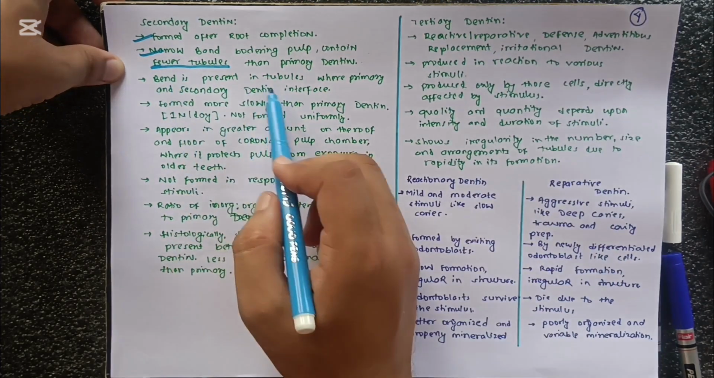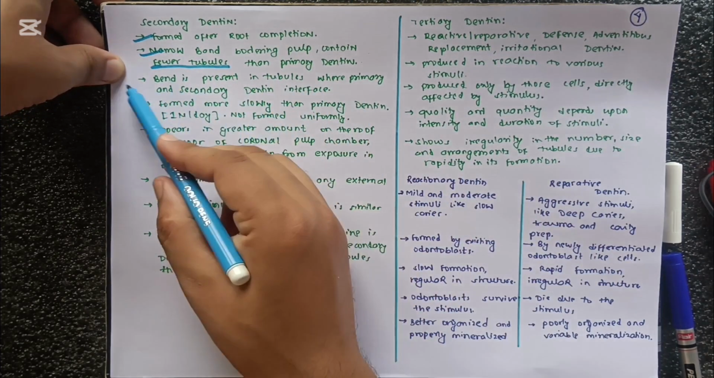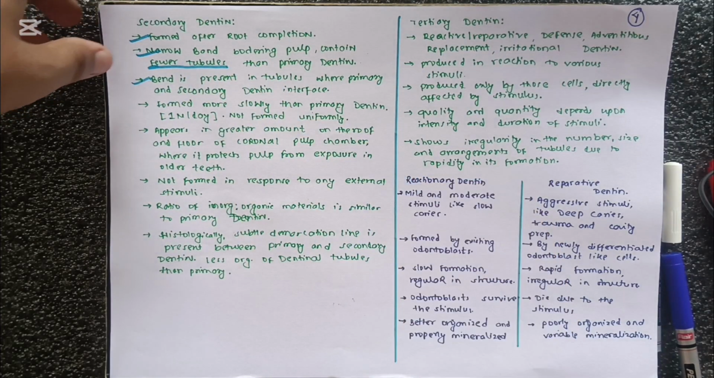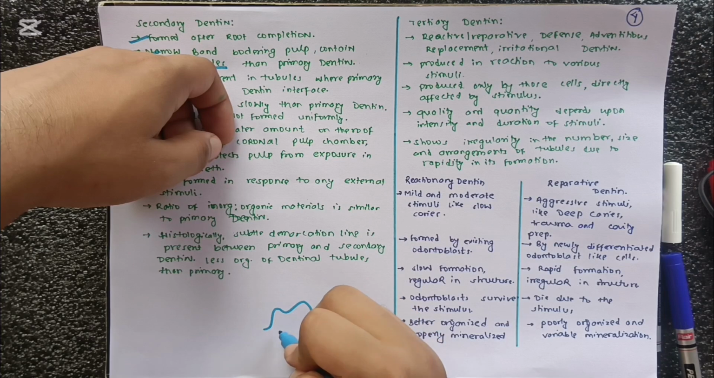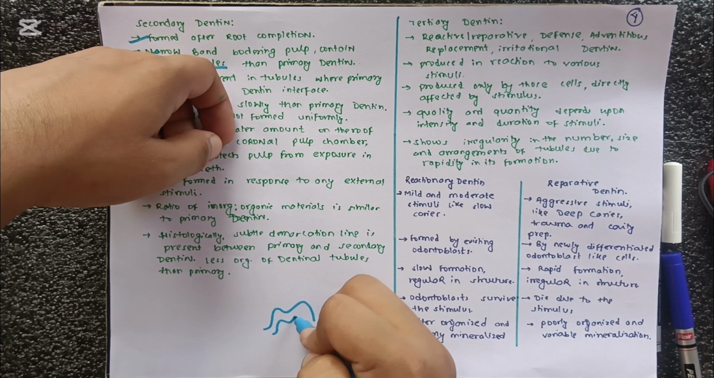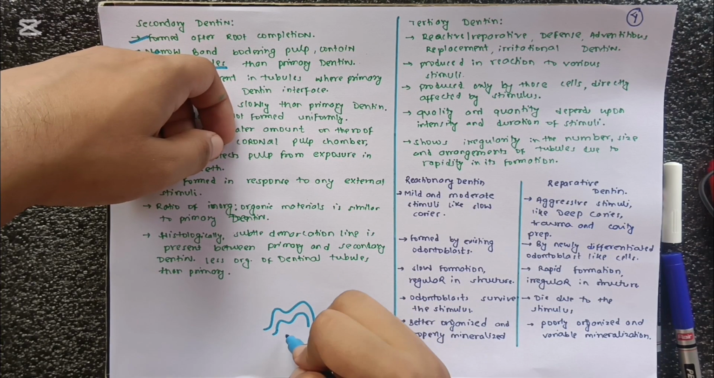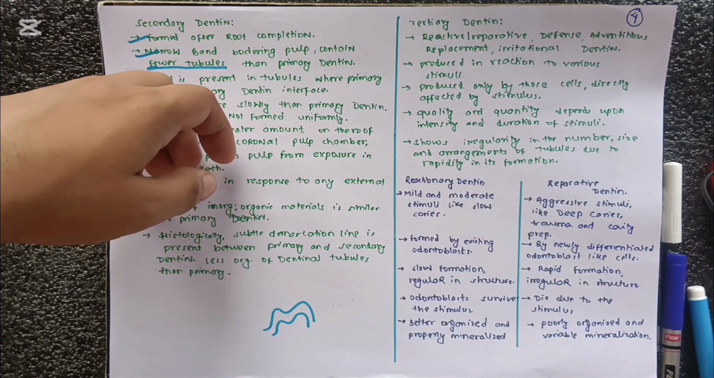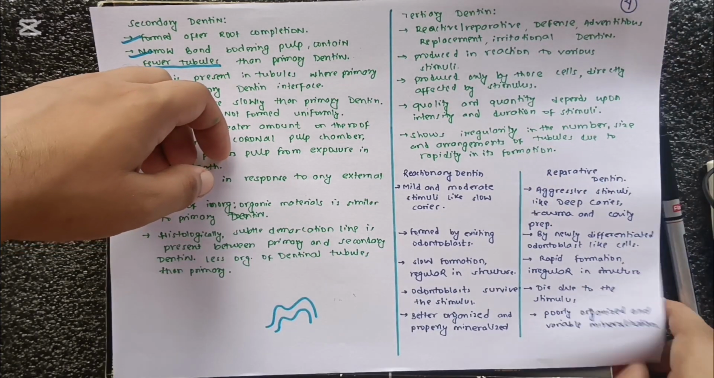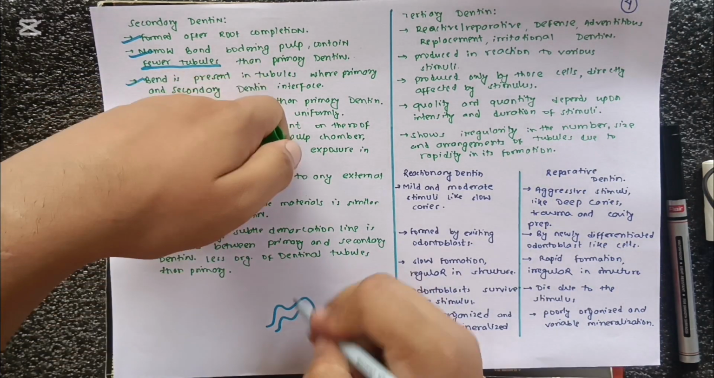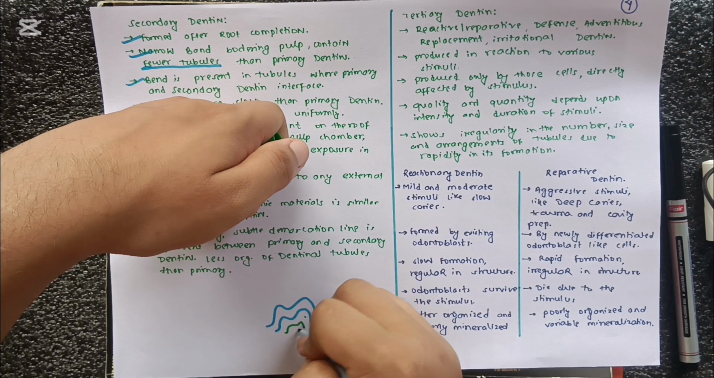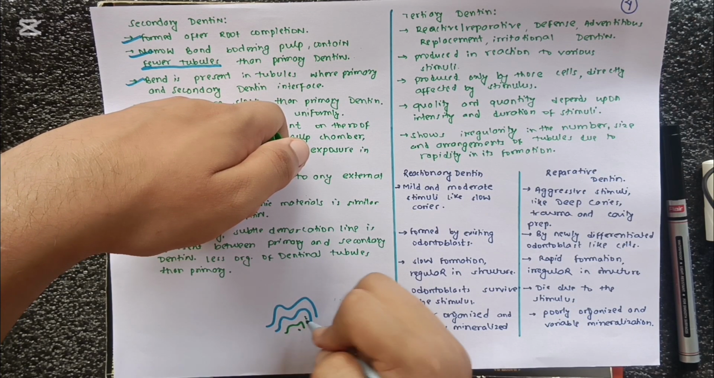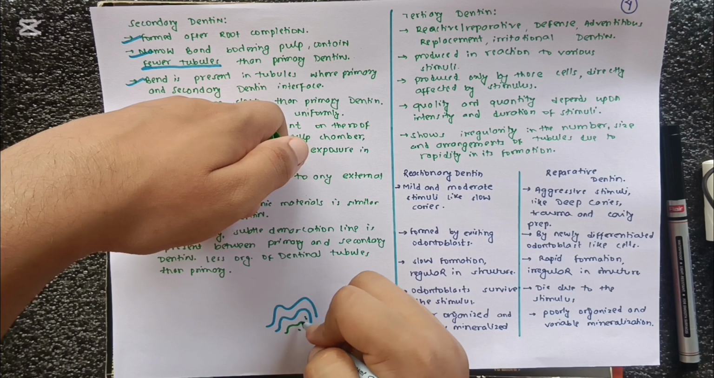After that, a bend is present in the tubules at the interface of primary and secondary dentin. This point wants to tell us that, if this is a tooth, and this is the dentin enamel junction, and just think how to draw this. I'll take a few minutes. So this is the pulp, and this is the dentin, and this is the junction between the pulp and the dentin.